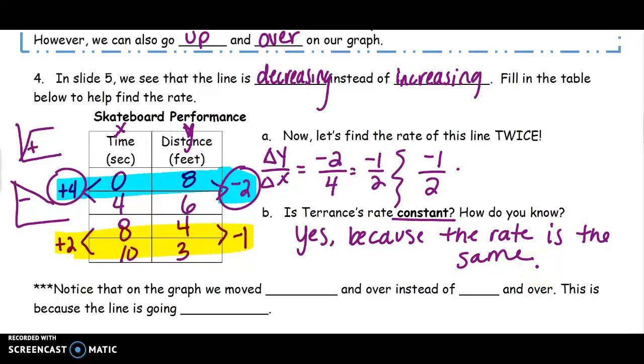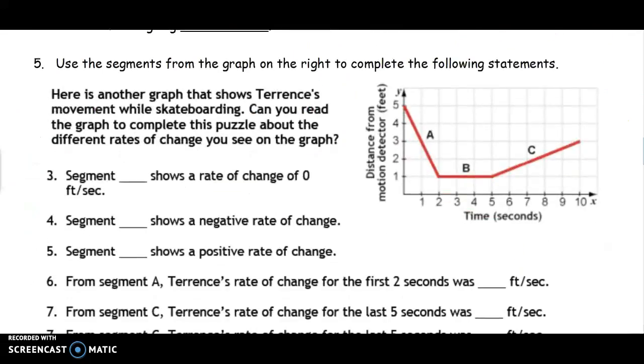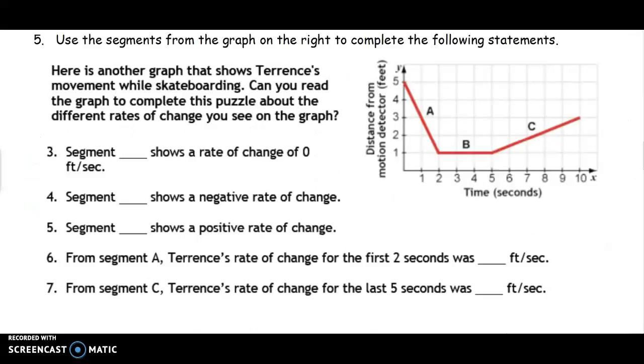Okay, so given this graph here, which segment shows a rate of change that's 0? If you remember, anytime we have that flat line, the object's not moving, Terence is not moving, so it would be 0. Segment A shows a negative rate of change, because notice your graph is going down when you're moving left to right. And segment C is positive because it's increasing, going up from left to right.